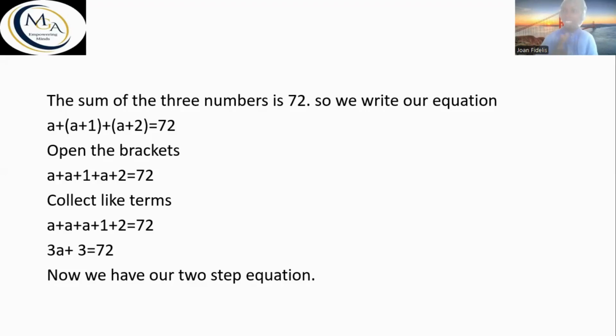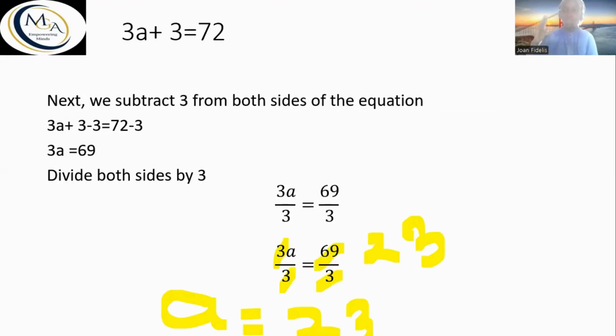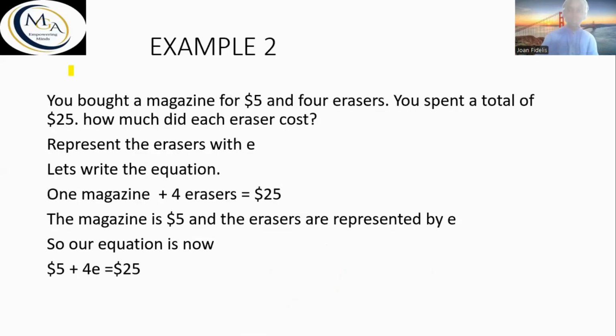So now we have our two-step equation, and then we can proceed to solve it with the two steps. So next, we subtract 3 from both sides of the equation. Remember that minus 3 is the inverse of plus 3, so that's why we're subtracting 3. So we have 3A plus 3 minus 3 is equal to 72 minus 3. So 3A is equal to 69. We divide both sides by 3. So we have 3A divided by 3 is equal to 69 divided by 3. So 3 will cancel out 3, and then 69 divided by 3 is going to give us 23. So A is 23. What this tells us is that the smallest of those consecutive numbers is 23. So this was pretty simple to solve.